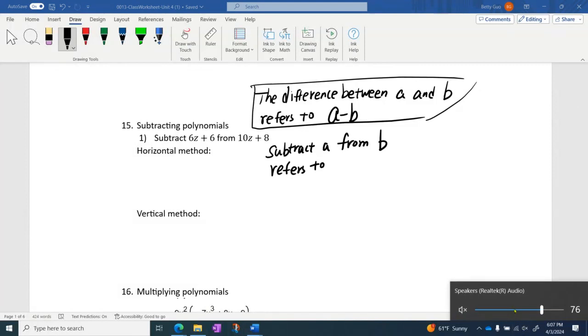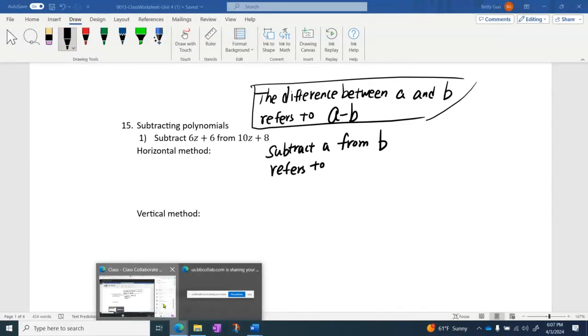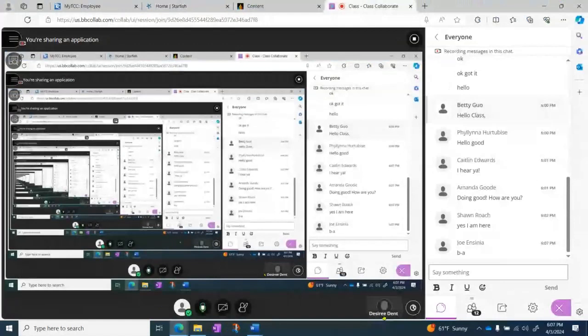Oh, I'm muted. Actually, that's why I don't hear the notification of the chat. Oh, actually nobody has answered. Oh, okay, sorry.